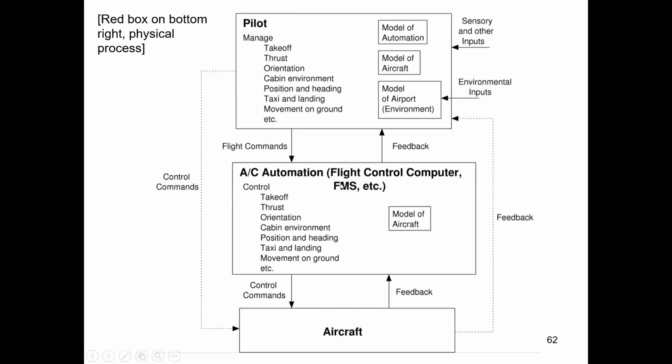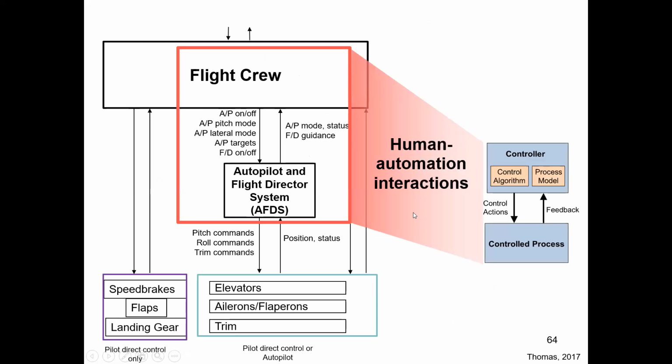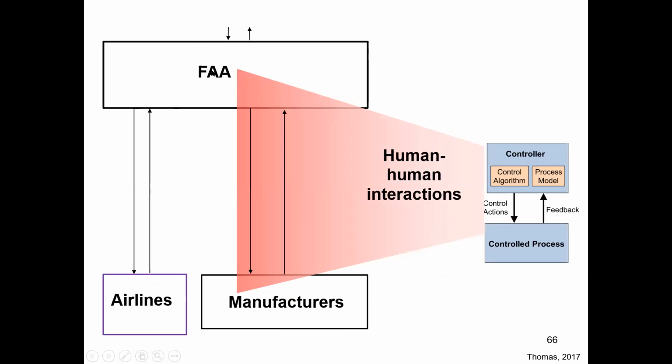So what this means is that we can look at human-automation interactions, human-hardware interactions, and even human-human interactions. We can look at the interactions, say, between the FAA and the manufacturers and the airlines. So we can use this for social systems. This is a true socio-technical approach.